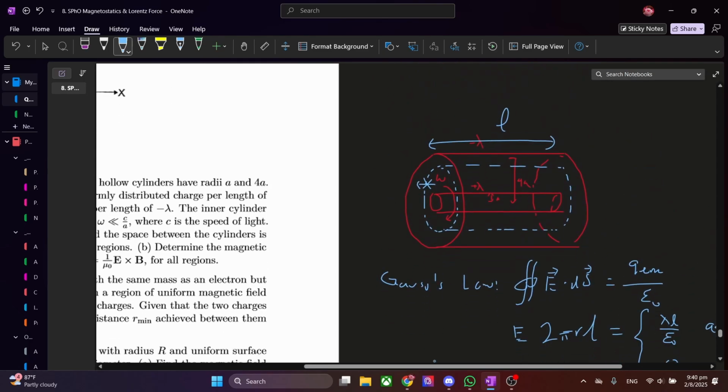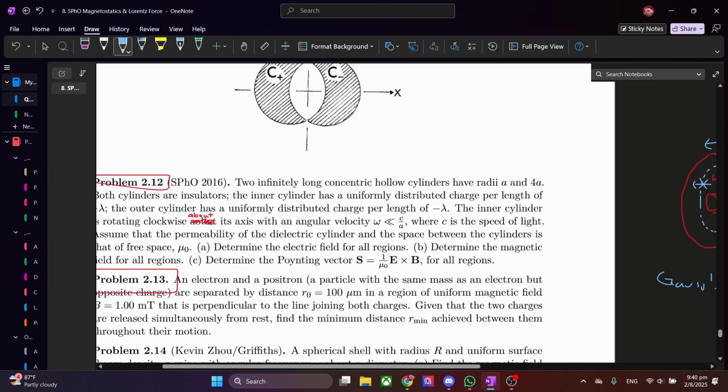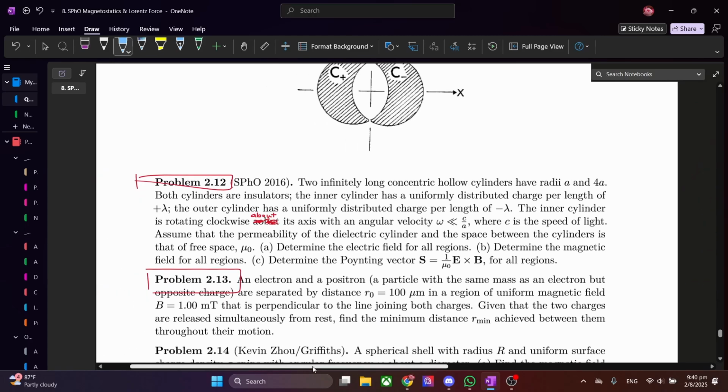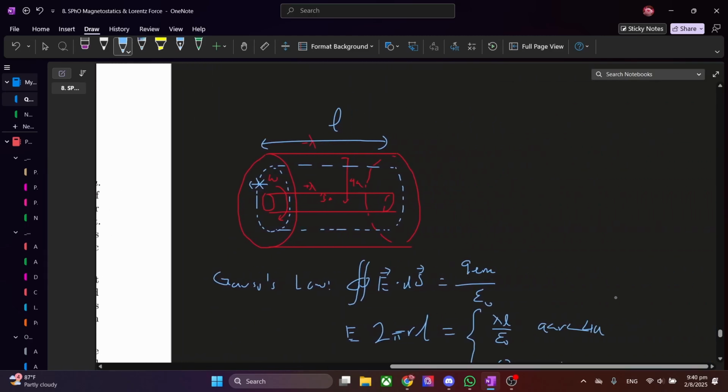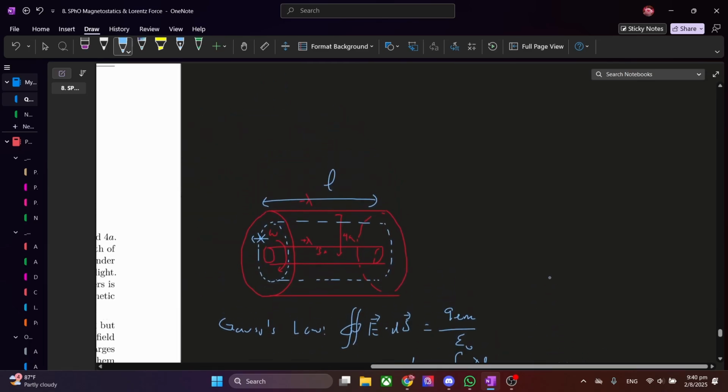This should be your electrostatics. It's not that difficult. Your second question is to calculate the magnetic field for all regions. And this is, I think, in a similar spirit. We then use Ampere's law.